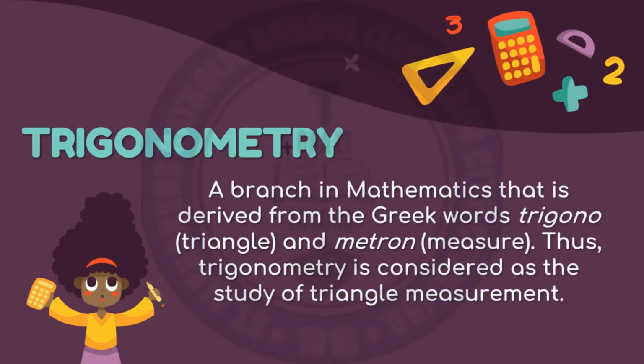Trigonometry is defined as a branch in mathematics that is derived from the Greek words trigono, which means triangle, and metron, which means measure. Thus, trigonometry is considered as the study of triangle measurement.